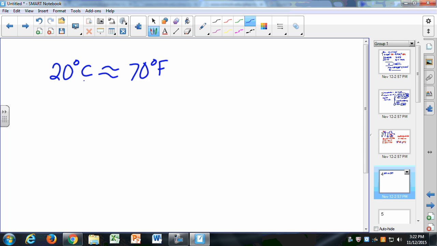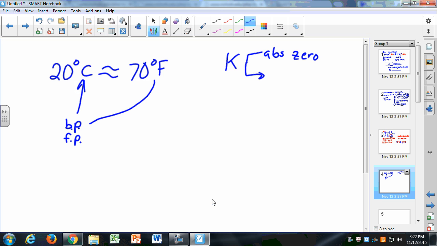Remember that the Celsius scale is based on the freezing point and the boiling point of water. That's also true for the Fahrenheit scale, but the Kelvin scale, on the other hand, is based on absolute zero and the triple point of water, which is that point where you have water in all three phases all at once. The triple point of water occurs just slightly above 0 degrees, like 0.01.